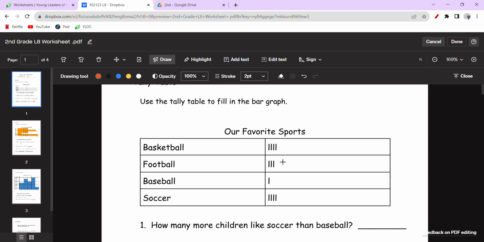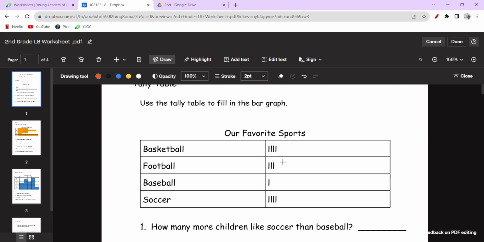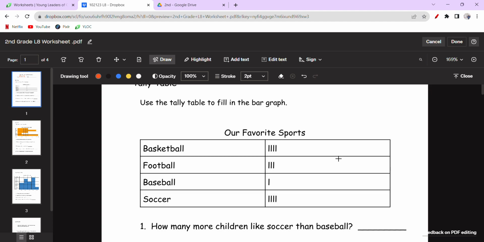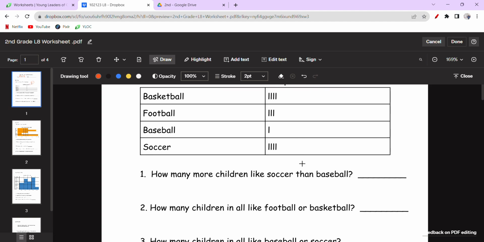So here we have a tally table, and how you count tallies is very simple. It just goes 1, 2, 3, 4, 5, and then you cross, and that will equal 5. So here you just count by the lines, and they ask, how many more children like soccer than baseball?